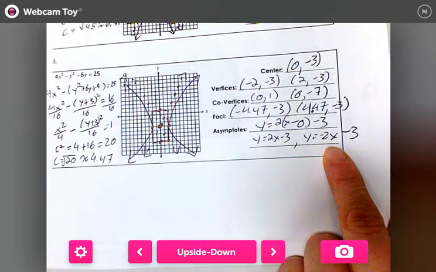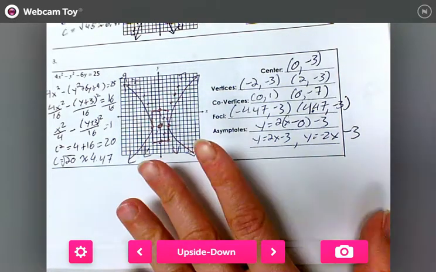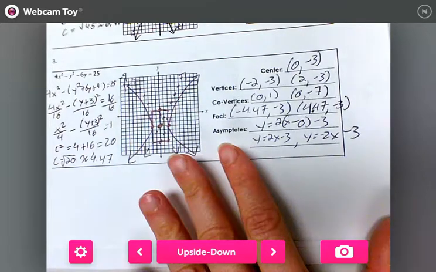Number 3? Oh, man, hold on. This is not recording for some reason. Oh, yes, it is. Okay, we're good.